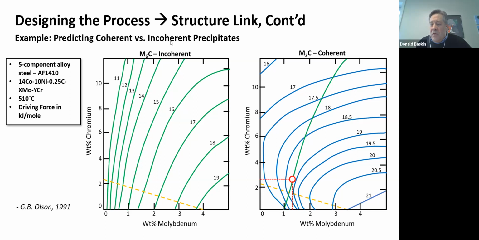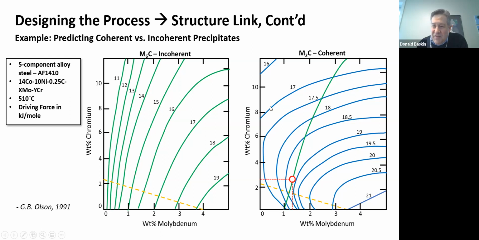Now, looking on the other side, on the right, this is the driving force for the M2C carbides, the coherent carbides. And what the Steel Research Group did is they transposed this 15 kilojoule per mole line onto this graph here, and that's this green line. This green line right here that says 15 next to it. All I've done is I've moved that over here. That's this line right here. Make sense, guys? Give me a thumbs up.